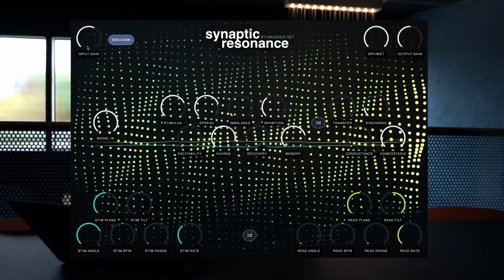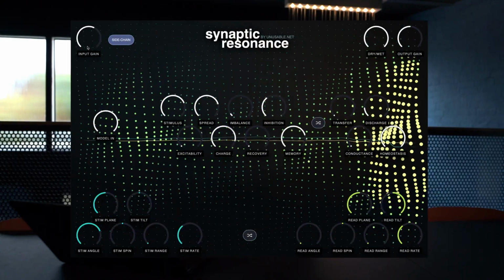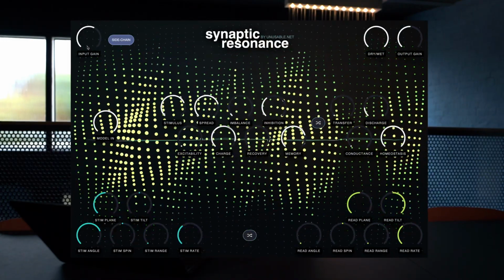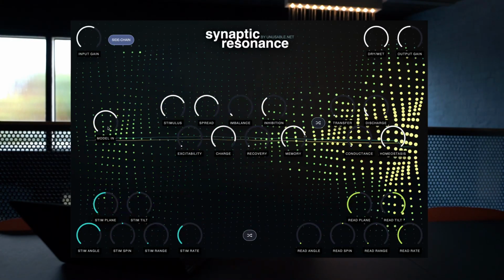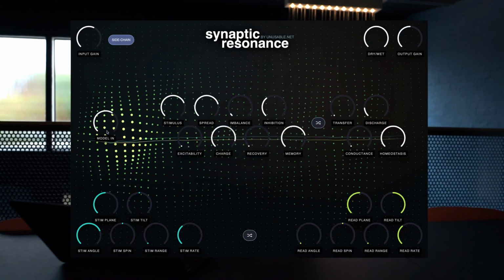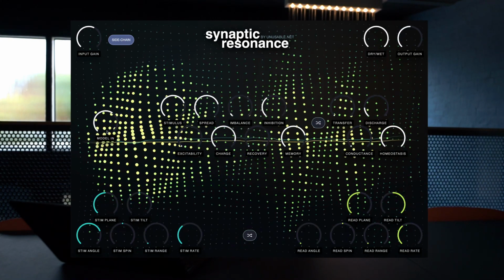At its core, Synaptic Resonance takes incoming audio or a sidechain and uses it to excite a two-dimensional neural simulation. That simulation is then read somewhere else and used to animate a bank of 40 steep resonant bandpass filters. The input excites the model. That is why it does not really behave like a normal vocoder or just a filter bank.